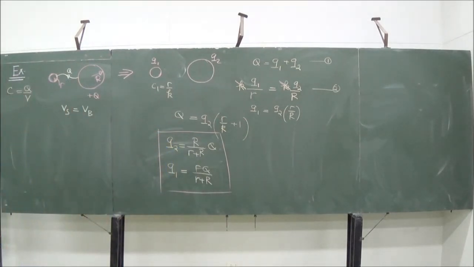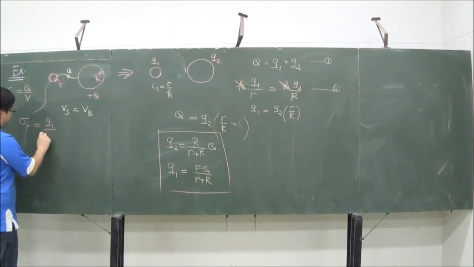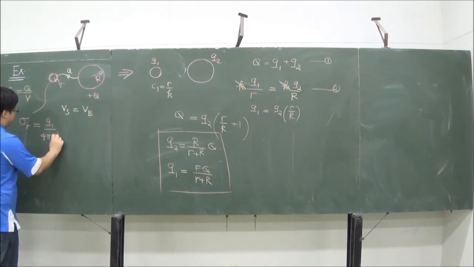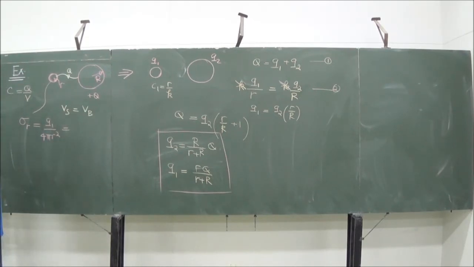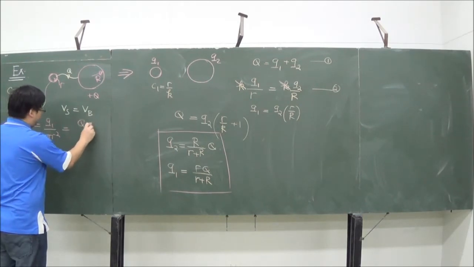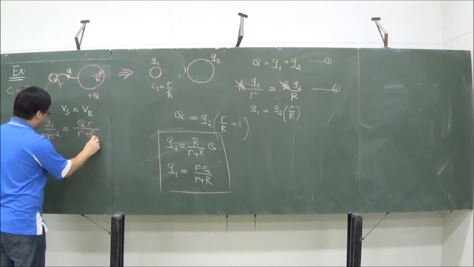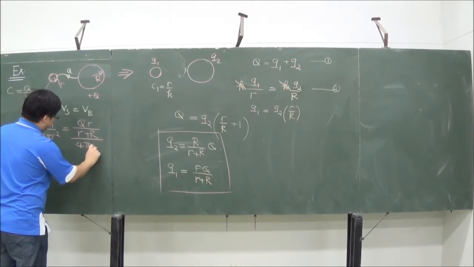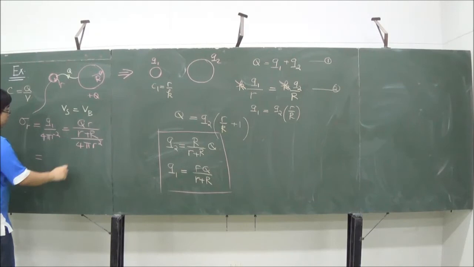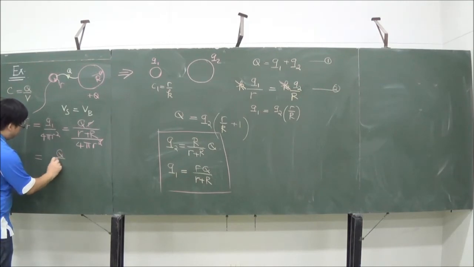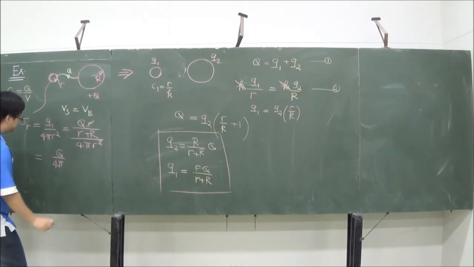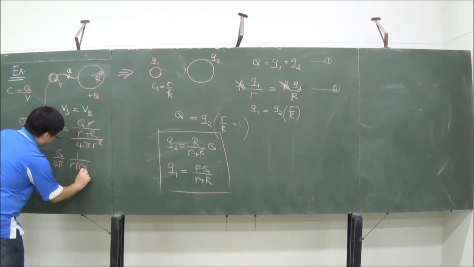What we want to calculate is the surface charge density sigma for this small sphere, and this is given by Q1 divided by 4 pi r squared. And you see that Q1 is Q times r divided by R plus r, divided by 4 pi r squared. So this r cancels one r here. So you get Q over 4 pi, 1 over R plus r.